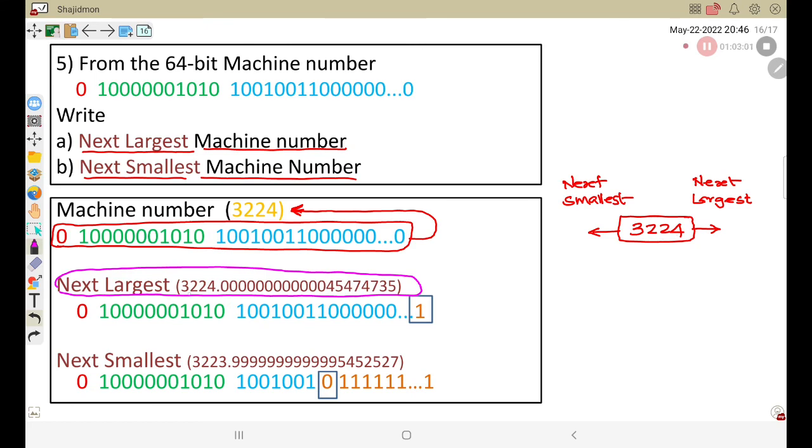Next largest number means after 3224, the computer will take the next number as 3224.0000 and so on. See how many zeros there are? That means we can represent numbers very accurately in a 64-bit computer. So that is the next largest machine number. Now the next smallest machine number means the number before this one. What will be the number representing just before 3224 in a 64-bit computer? I already wrote the answer here in decimal format. See, this is that number.